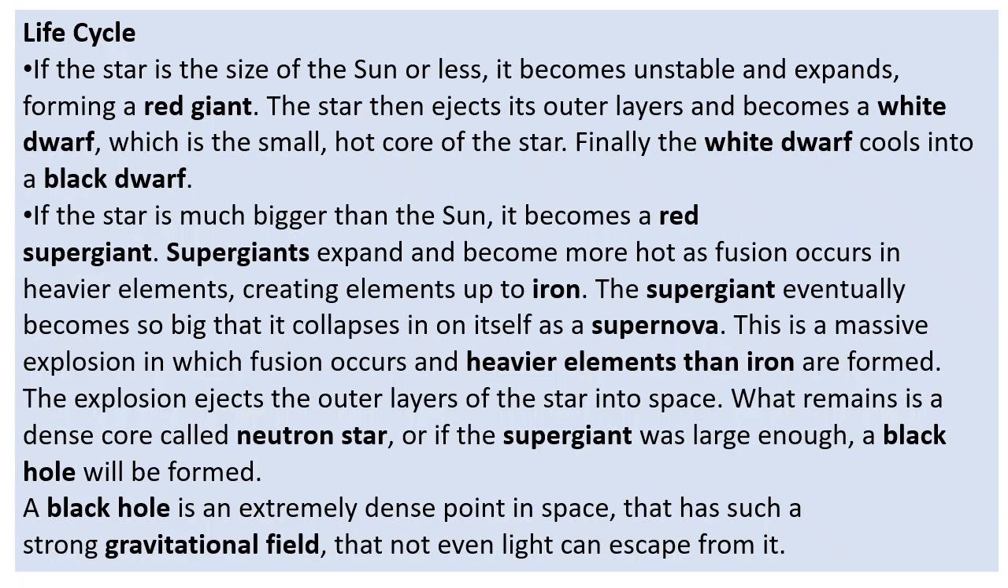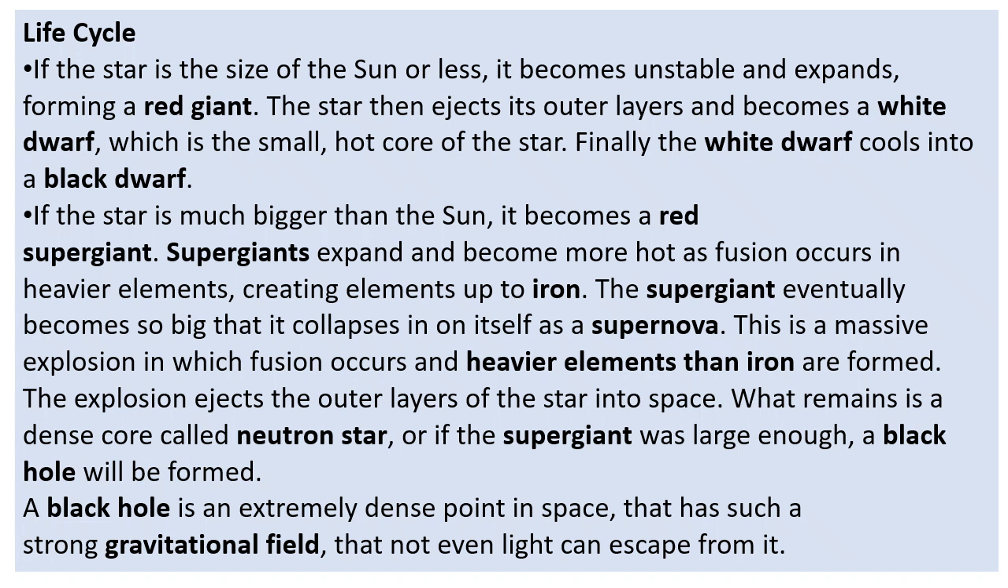So, if the star is the size of our sun or less, it becomes unstable, expands, it becomes a red giant. The star then ejects its outer layers and it becomes a white dwarf, which is a very small, hot core of the star. Finally, the white dwarf cools into a black dwarf.